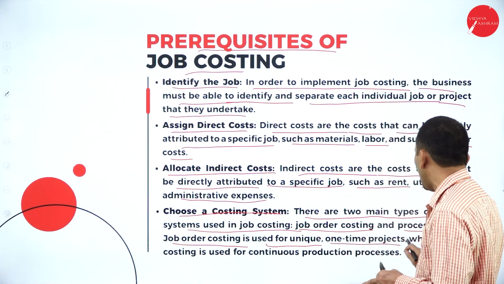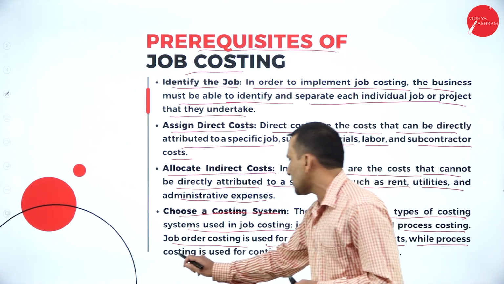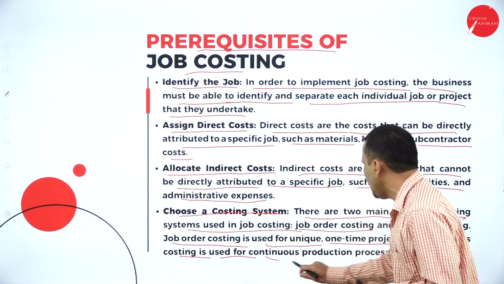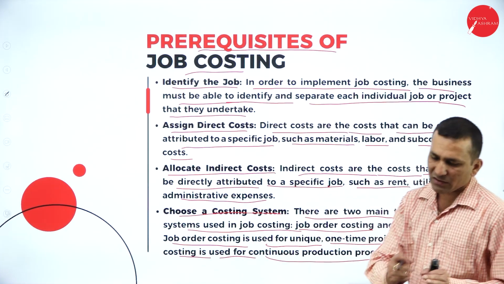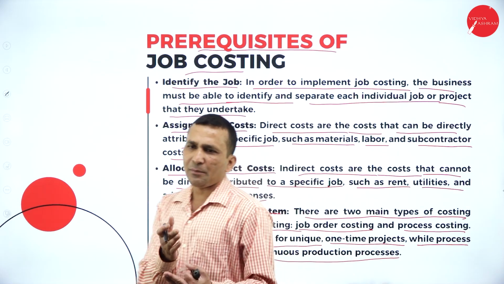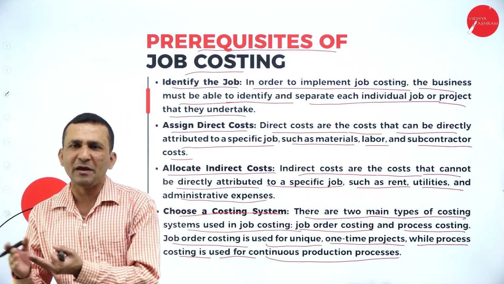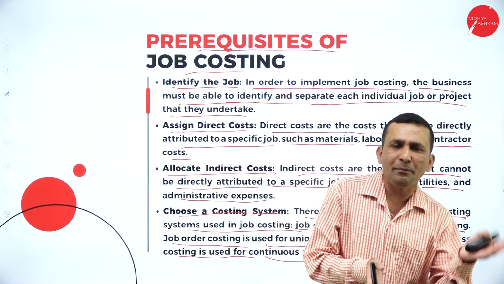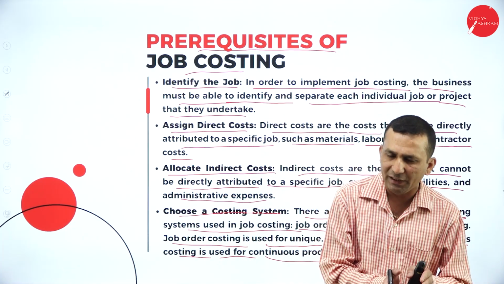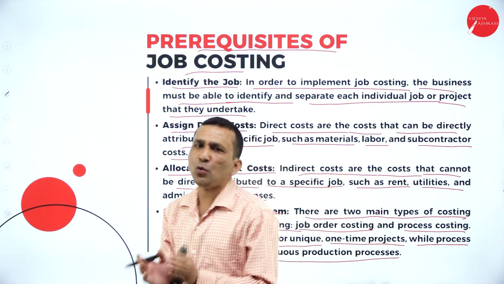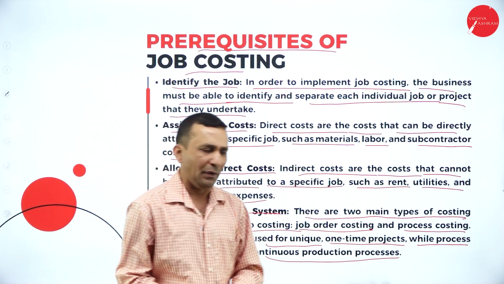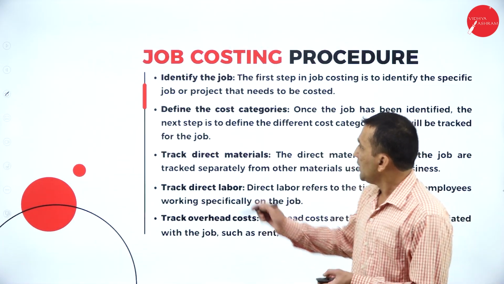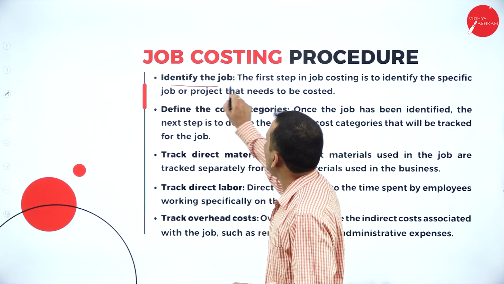So it is a one-time project, while process costing is used for a continuous production process. For example, there are process A, process B, process C. Process B gets its raw material from process A, whatever they completed. So process B has to wait for process A to complete. Moving forward, next is identify the job.